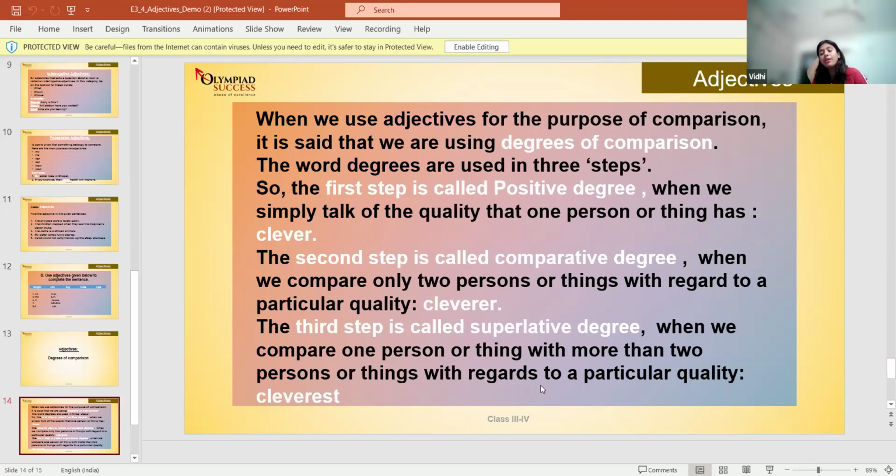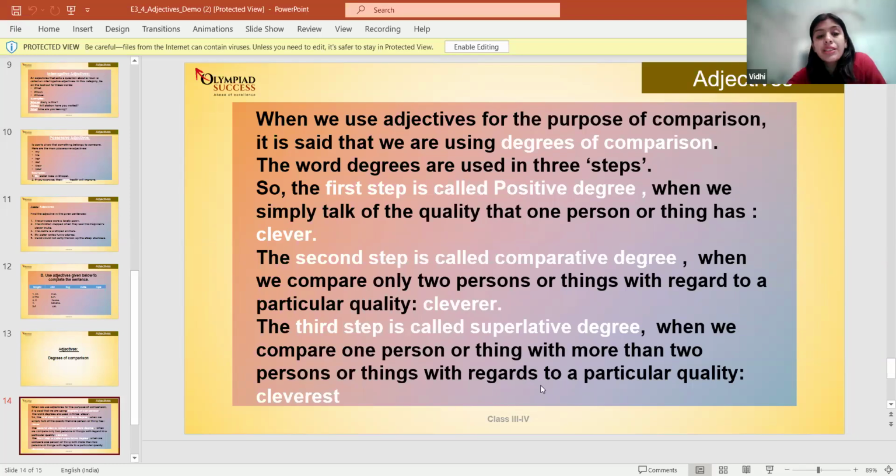So, bigger, big, bigger, and then comes biggest. So the third step is called superlative degree. When we compare one person or thing with more than two persons or things, it is called superlative degree of a particular quality.